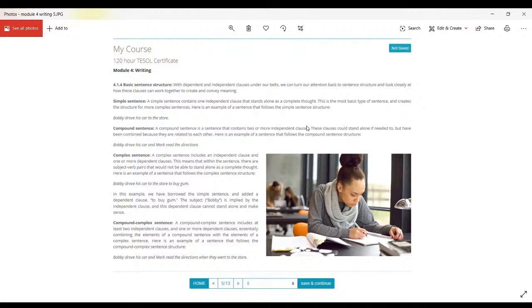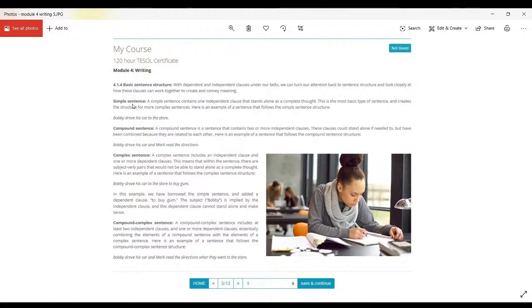Complex sentence: Bobby drove his car to the store to buy gum. Compound complex sentence: Bobby drove his car and Mark read the directions when they went to the store. So we see the differences between these sentences, right?